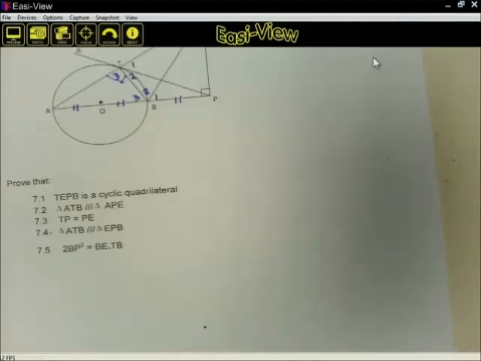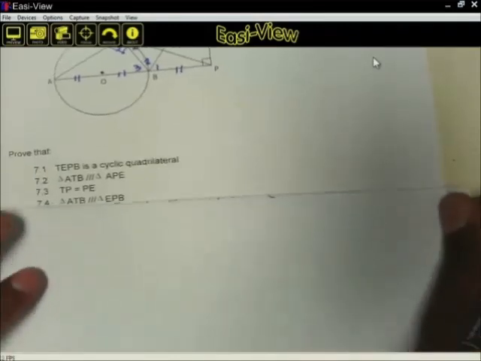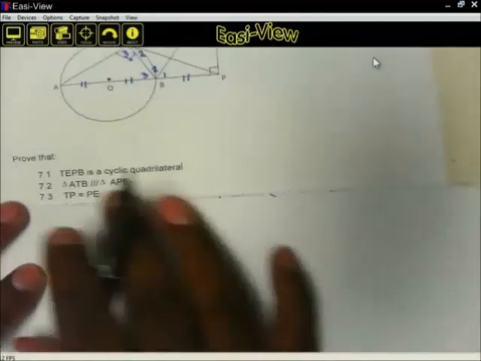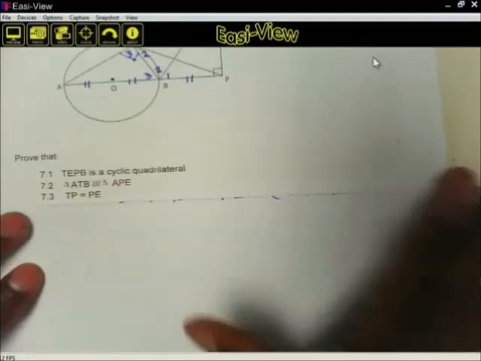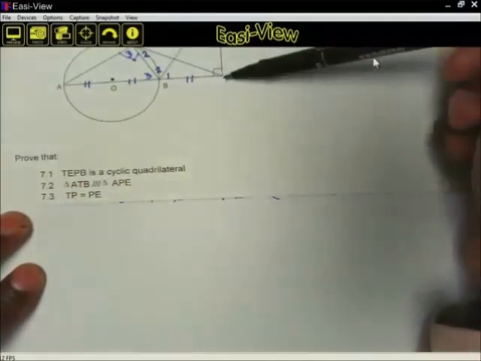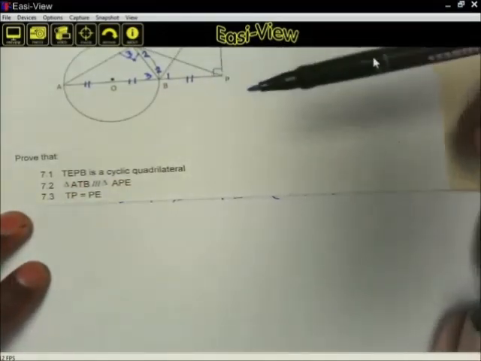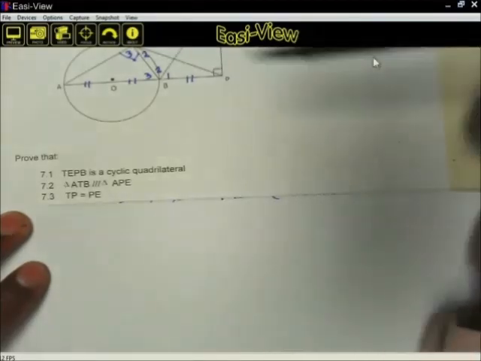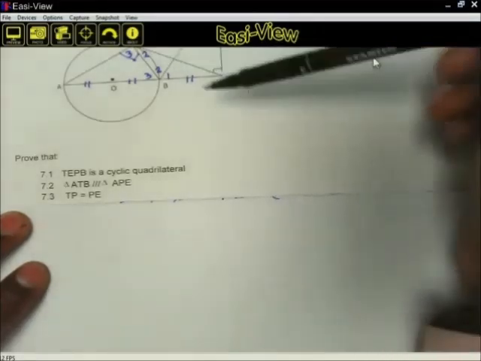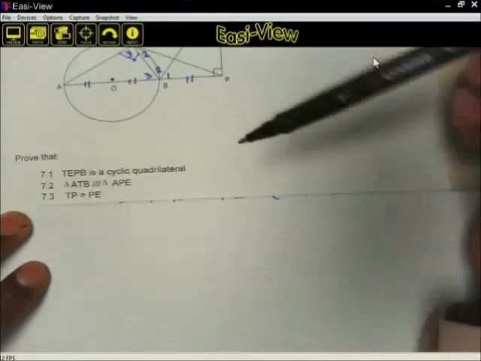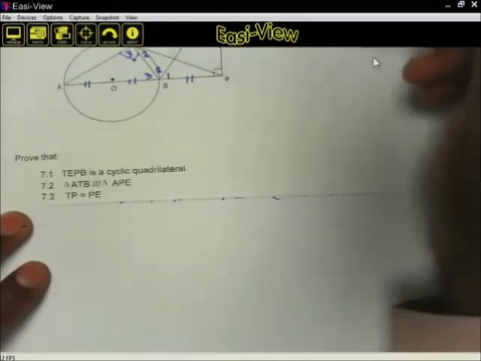7.3. It states, prove that TP is equal to PE. When will TP be equal to PE? Check TP, check PE. When will they be equal? If angle T1 can be equal to angle E, then it means TP will be equal to PE.